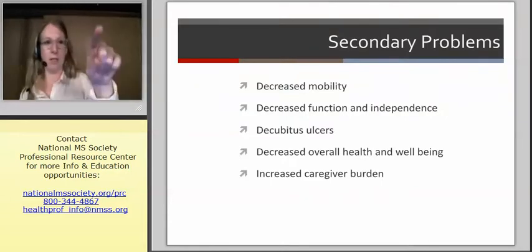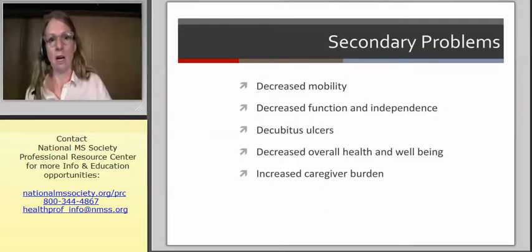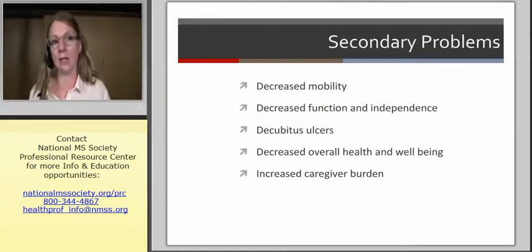Decreased mobility, so you have decreased overall health and well-being, so you are less mobile and you tend to cycle and cycle and cycle, and thus causing increased caregiver burden. I didn't put on here another tertiary effect, which is increased healthcare costs with all of these other issues that are going on.